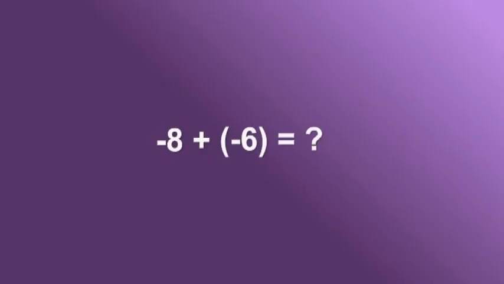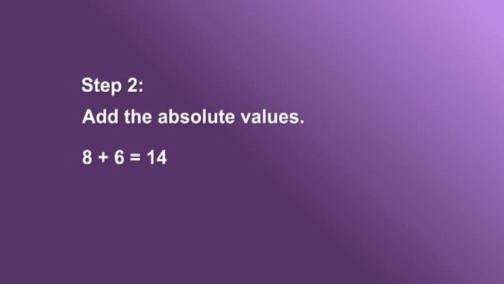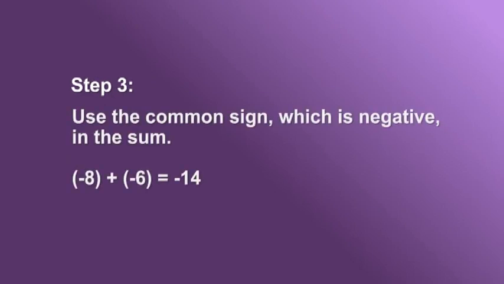Let's have another example. Let's add negative 8 and negative 6. Step 1, get the absolute values of the signed numbers. Step 2, add the absolute values. Step 3, use the common sign which is negative in the sum. This leaves us with an answer of negative 14.